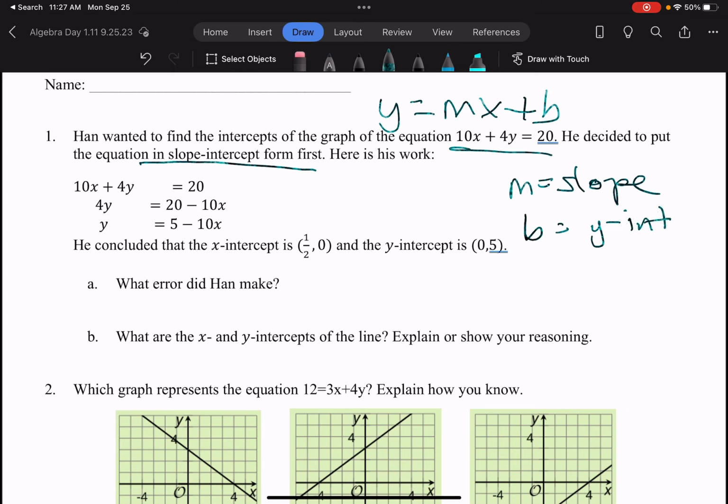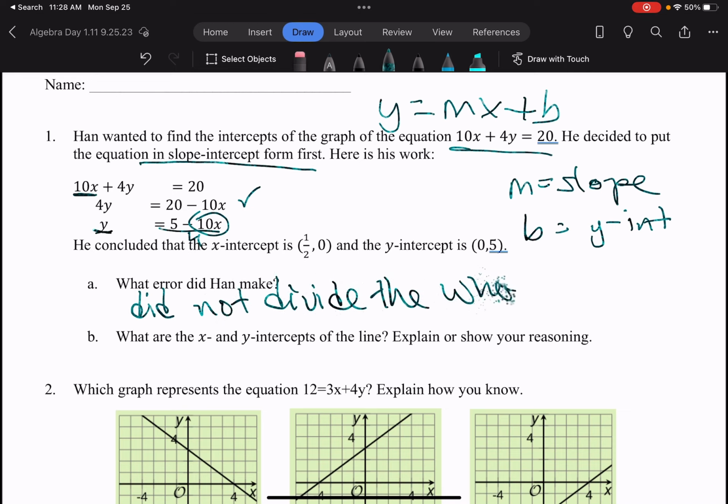First, it looks like he has the first equation. He subtracted 10x from both sides. All right, so far so good. Then he divided both sides by 4. But notice here that he did 20 divided by 4, but he didn't do 10x divided by 4. So in looking at the errors that he made, he did not divide the whole equation. In order for an equation to remain equivalent, you have to do the same thing to both sides, right? So he did not divide the entire equation by 4.